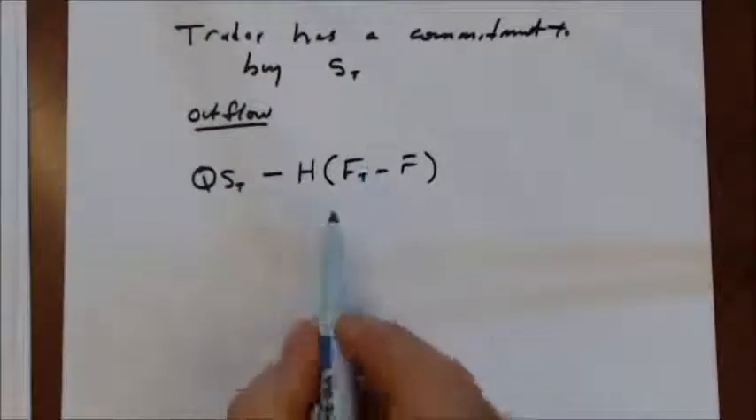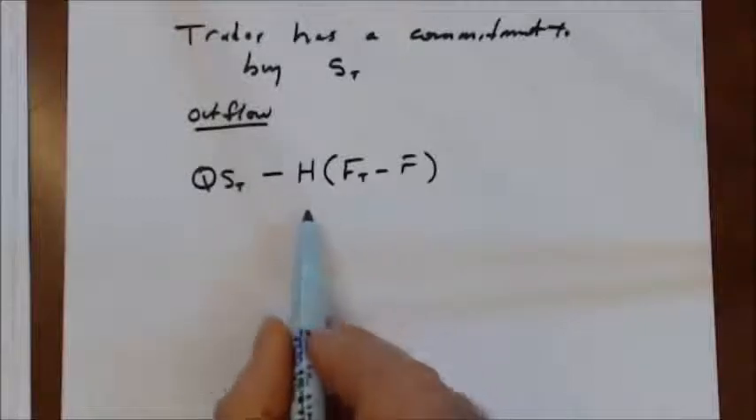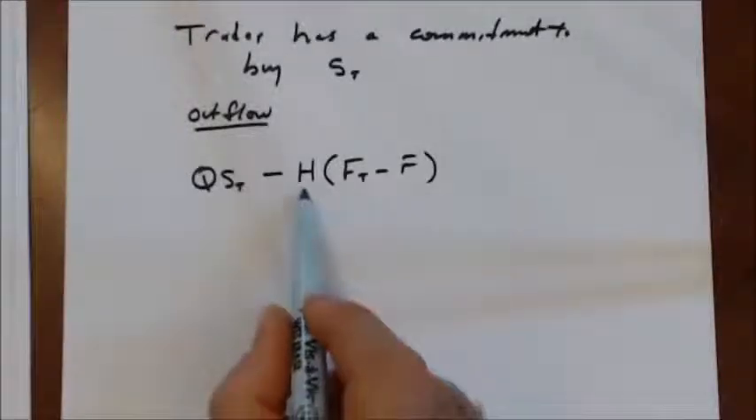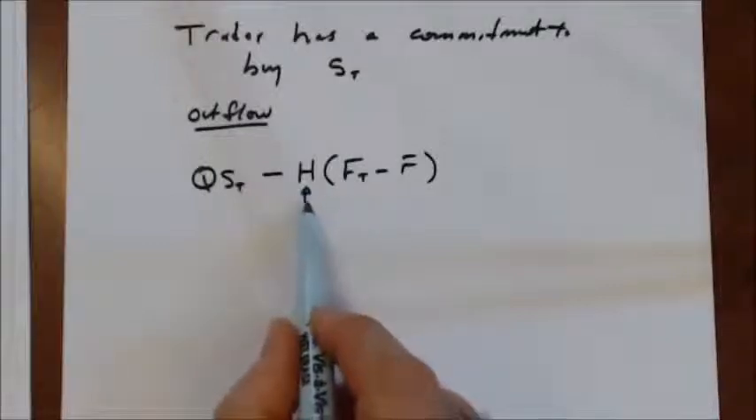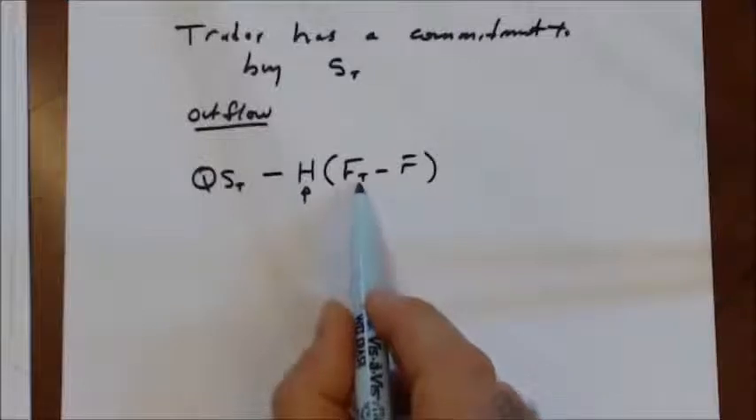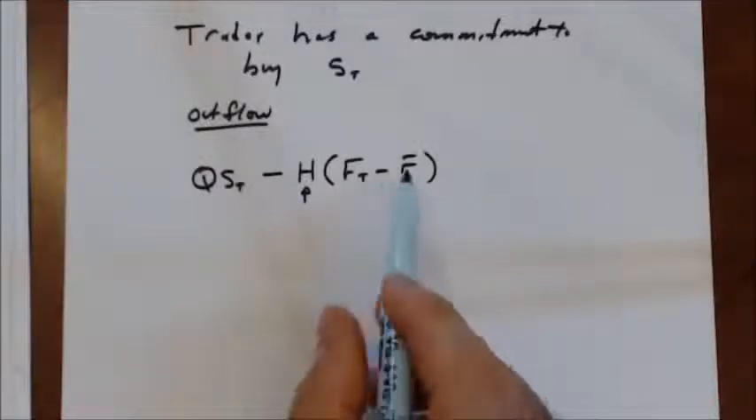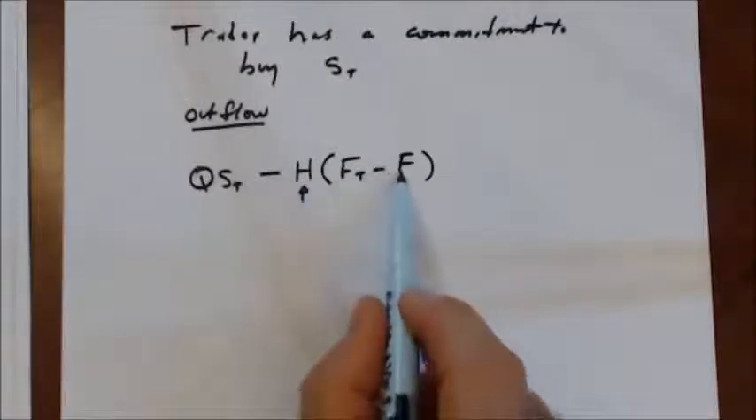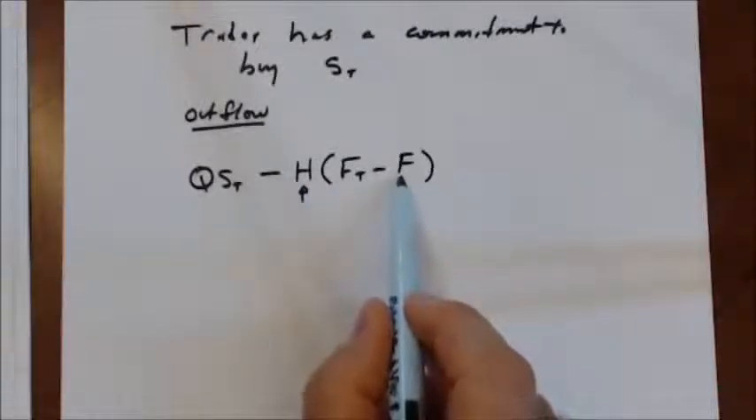So notice that we took a short position. This says, believe it or not, we took a short position in a futures contract. Now, how do you know that? Well, H is the hedge, the short position. This is the futures price at expiration. Okay, right? And this price is the futures price we locked into.